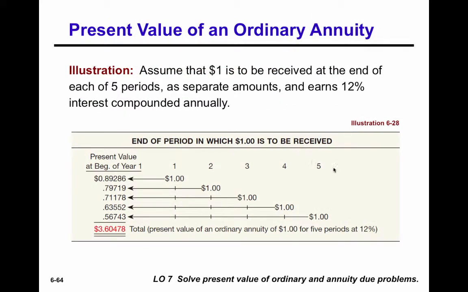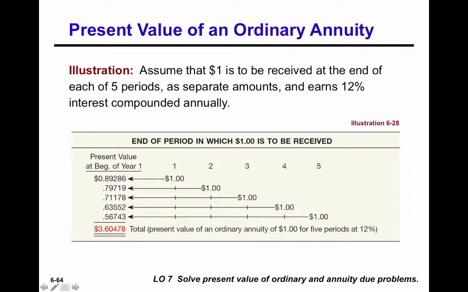So here's a pictorial depiction of this. Again, this is sort of the long way. What we do is we take each one of these annuity payments. We have 5 of them in this case at $1, and then determine the present value of each one of those. So using the present value table of a single sum, the present value of $1 to be received 1 year in the future is 89 cents. $1 to be received 2 years in the future, given the 12% rate, is 79.7 cents, and so forth. And if you add up all these individual present values, you get the present value of the annuity itself.